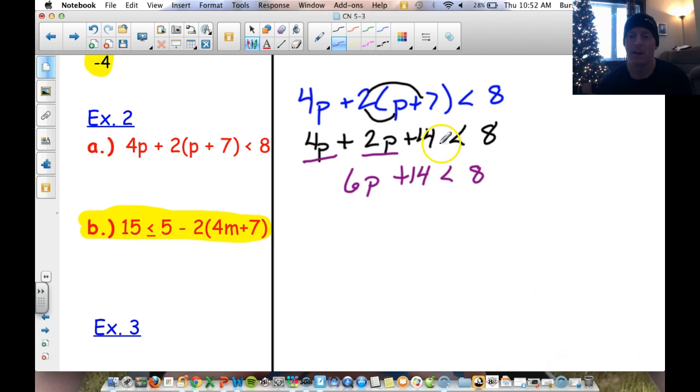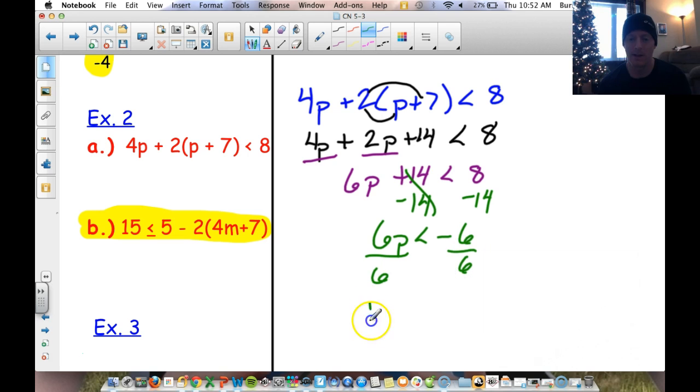And remember, combining like terms happens on the exact same side of the equation or the inequality. So now we're going to undo, subtract 14, subtract 14. We're left with 6p is less than 8 minus 14, which is negative 6. Divide by 6, divide by 6, which means p is less than negative 1.